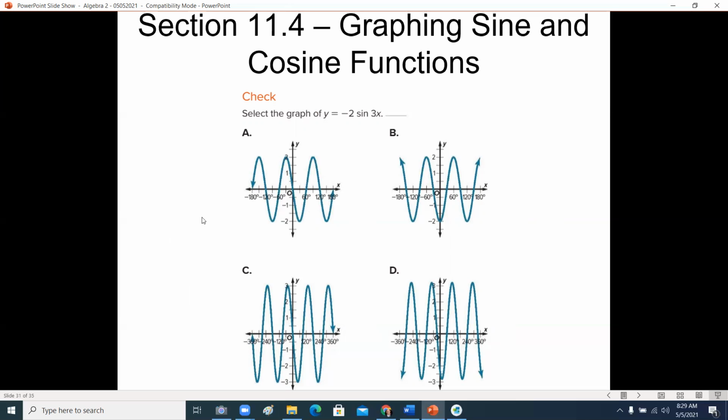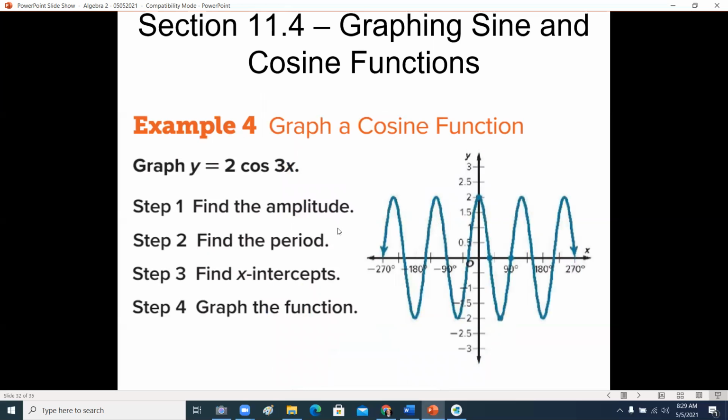What's the period of this thing? The period is 360 divided by 3. That turns out to be 120. Which of these repeats after 120? Let's see. Does this one repeat after 120? Yeah, it does. Does this one repeat after 120? Am I right back where I started? No. So your answer for this one would be A right there.